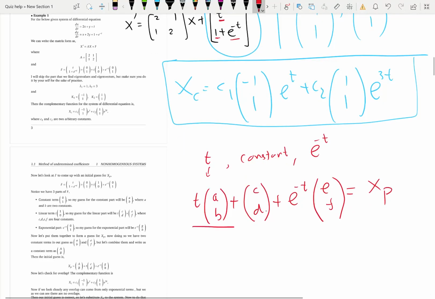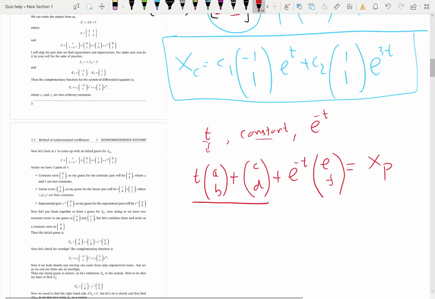Now you can see this as a linear function, but I still separated t and constant so that I can account for each part. All right. So this is the guess for the particular solution. Now you want to check for overlaps. Do we have an overlap? If you look at your complementary solution, any overlap should come from these exponential parts, right? Here e to the t, here e to the 3t.